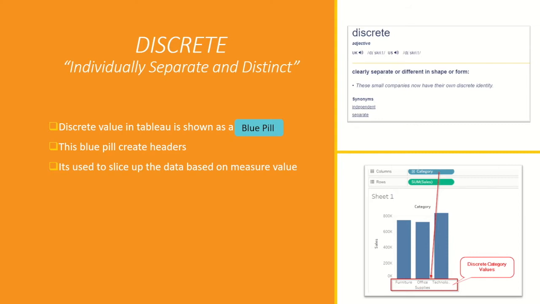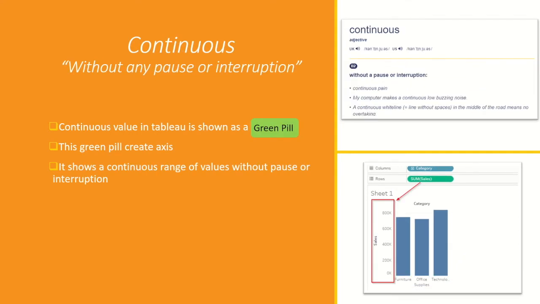And these blue pills are used to show the headers or create the headers, which in this case, it's creating the headers for categories, which is furniture, office, and technology. It is also used to slice up the data based on the measure values. In this case, sum is the measure, sum of sales is the measure value, and it's slicing the categories into 3 different categories by sales. So it's slicing the data based on the measure values.